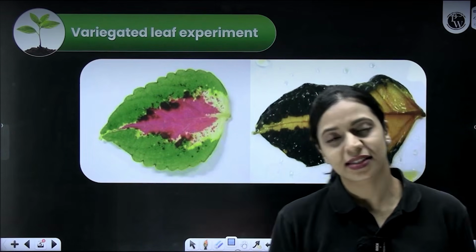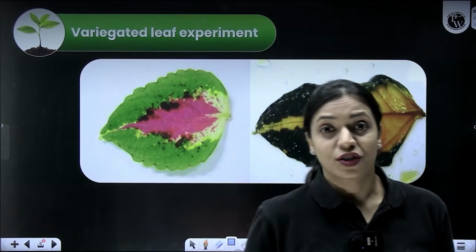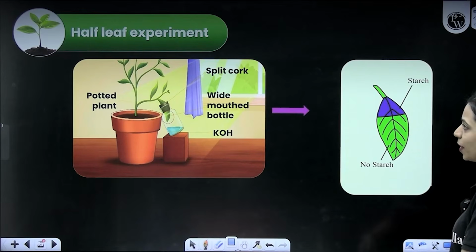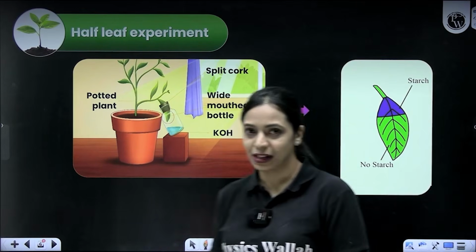That kind of indicates that green color is essential for photosynthesis. Okay, this is our first experiment. What is our second experiment? It's called Moll's half-leaf experiment.